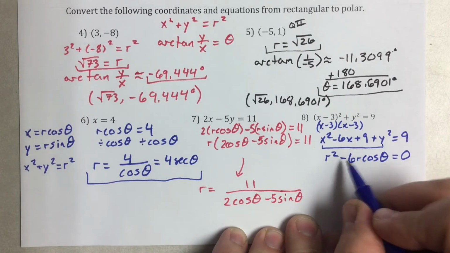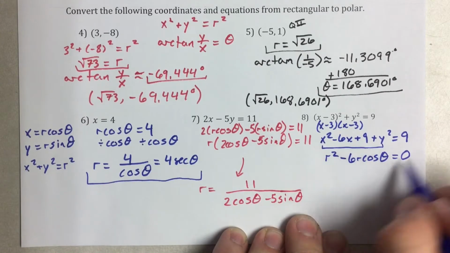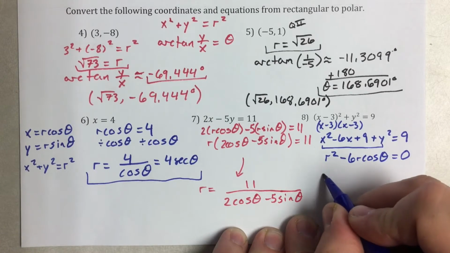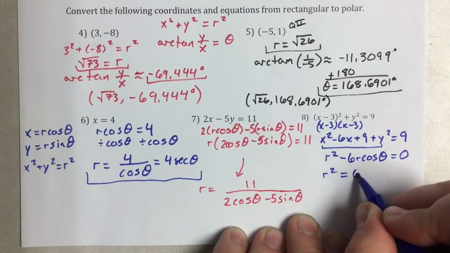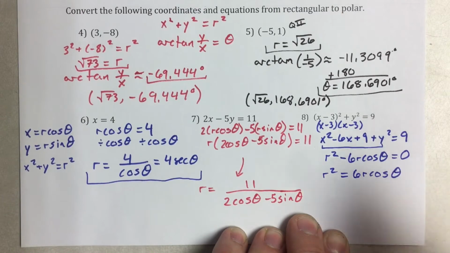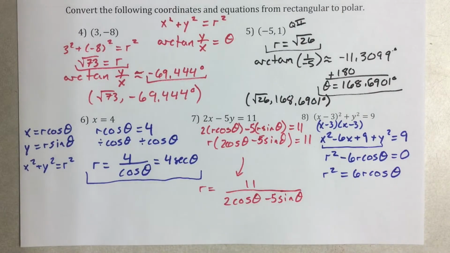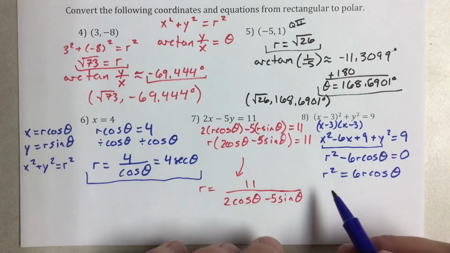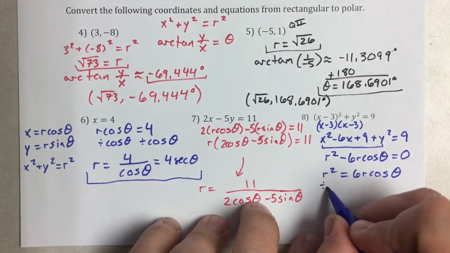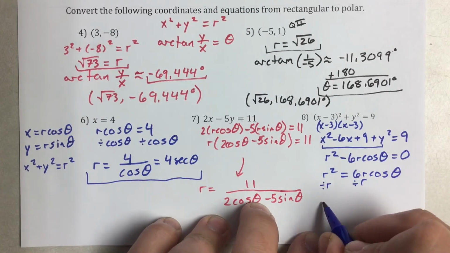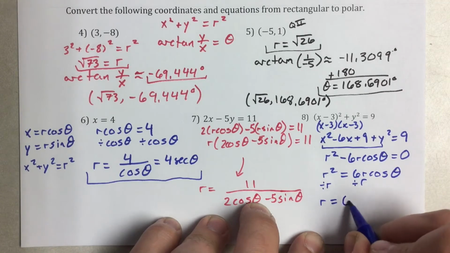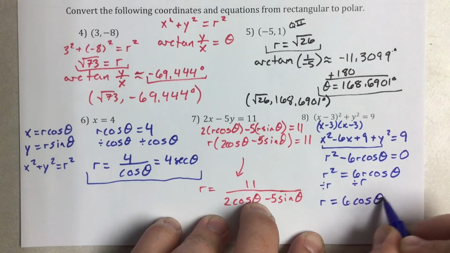Fair enough. I'm not going to factor an r out because I'm going to add this 6r cosine to the right. So we have positive 6r cosine of theta. Now, yes, I have an r on the right side, and that's an issue. Well, we can divide both sides by r. And in doing so, we get r equals 6 cosine of theta.